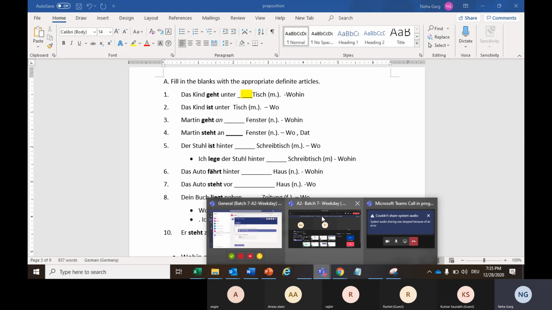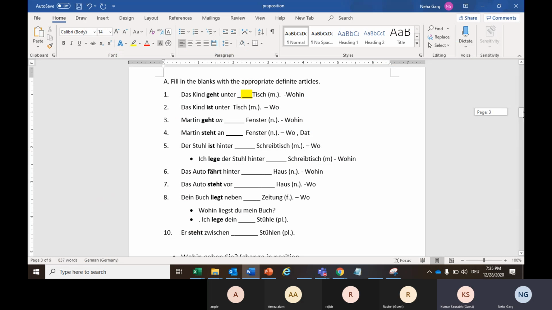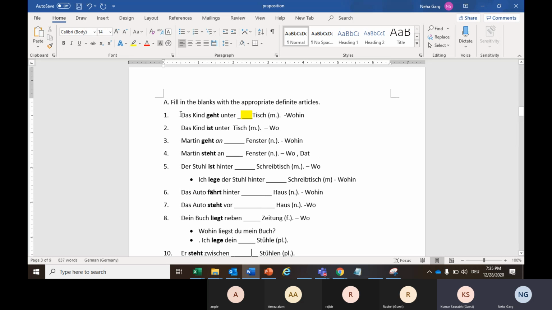Okay, so we will do it like Arvaz, Rachel, Saurabh, Angie, and Rajveer. So Arvaz, read the first sentence and give me the answer if you can. This one here. Arvaz, can you read this sentence, please?